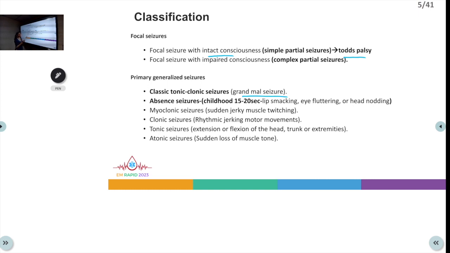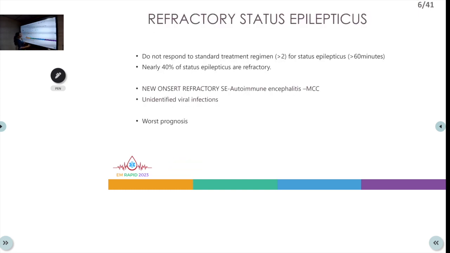Myoclonic seizure is just a jerky or twitching-like movement, and clonic seizure is a rhythmic jerky motor movement. And in tonic seizure there will not be any jerky movement, there will be stiffening of the body. Either it can be extension or flexion of the head, trunk or extremities. And another type of seizure is atonic seizure, that is sudden loss of muscle tone and the patient might fall down. So these are the general classification of seizures.